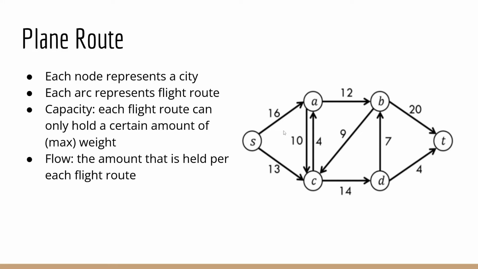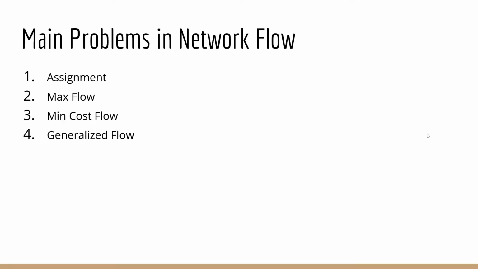An important thing to note is that the flow coming out of the source, S in this case, has to equal the total flow going into the destination or the sink, which is T in this case. So there are many problems in network flow, but the 4 problems that we chose today are assignment, max flow, min cost flow, and generalized flow.